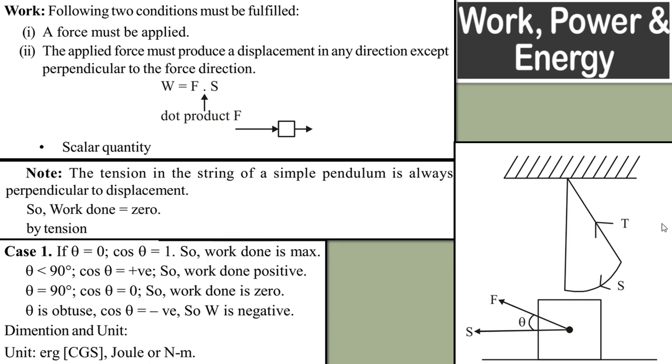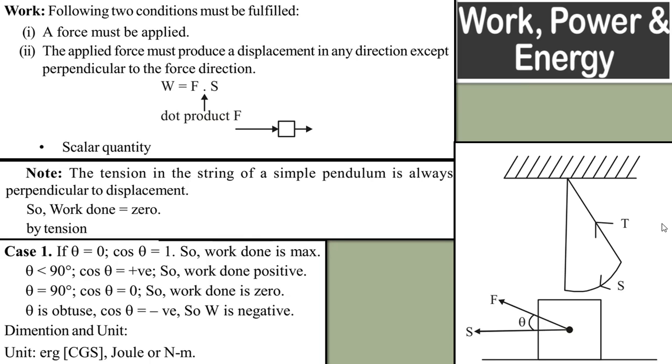Then work, power and energy. For work, the following two conditions must be satisfied. A force must be applied, and the applied force must produce a displacement in a direction other than perpendicular to the force direction. So W is equal to F into S.